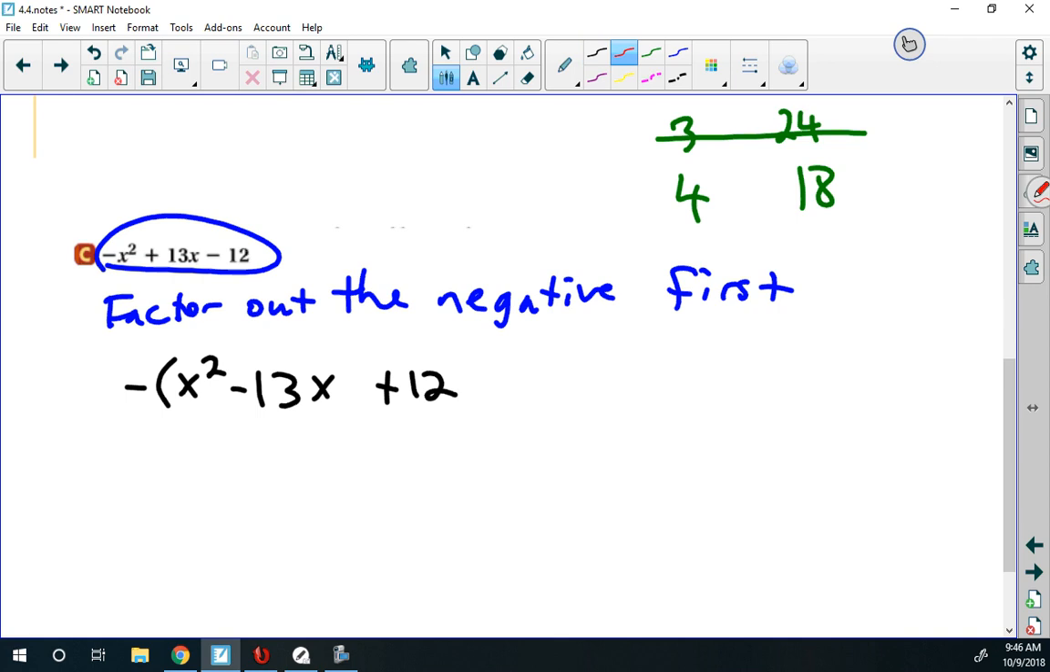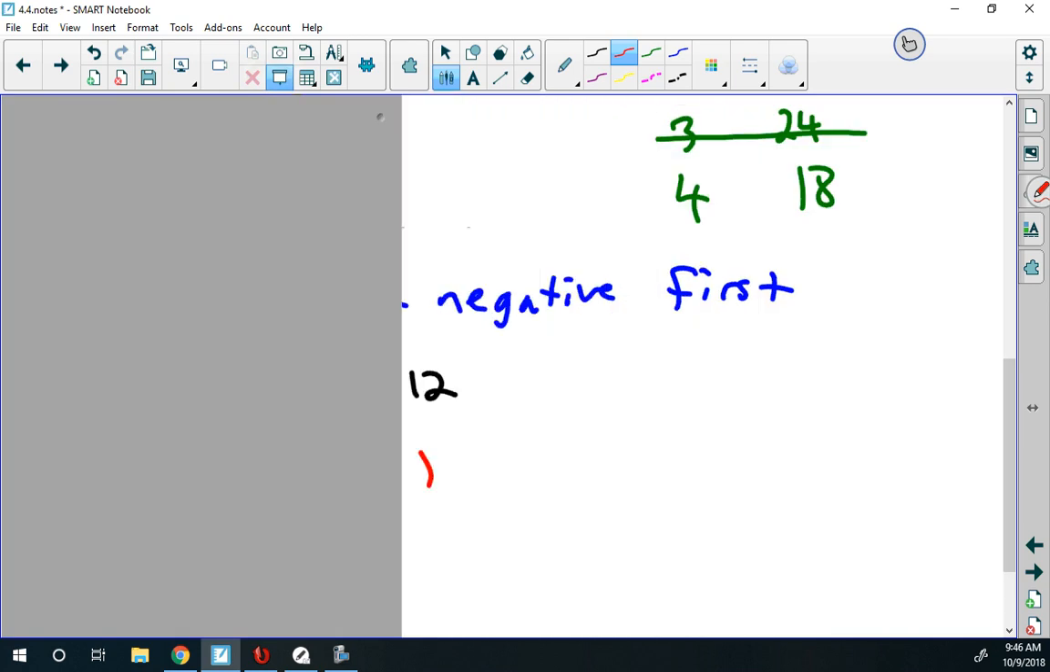So this negative that's hanging out front, it's just going to get copied down here again. And it's going to be a part of our answer, and that's okay. So now it's pretty easy, right? Forget about the negative out front. Just pretend like it's not even there. I don't even see you, negative.